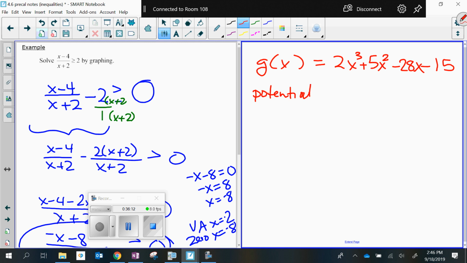Potential rational zeros. We are not using calculators. No, potential. No, I didn't ask you to find them yet. Okay, well, you have to look it up then. Hence P over Q. There you go. Can you tell me? Why?